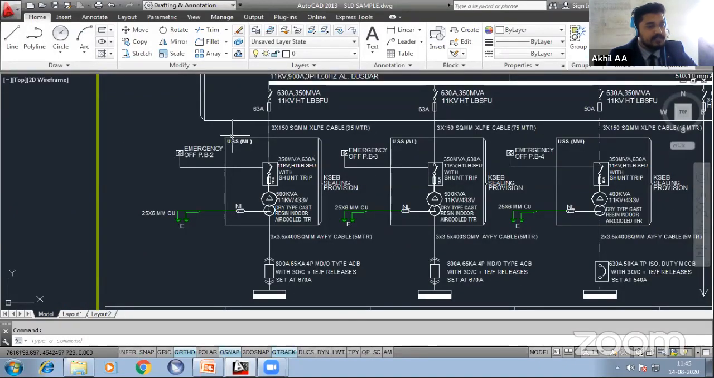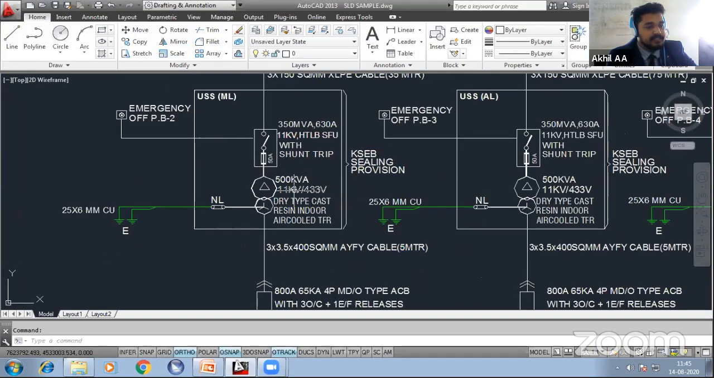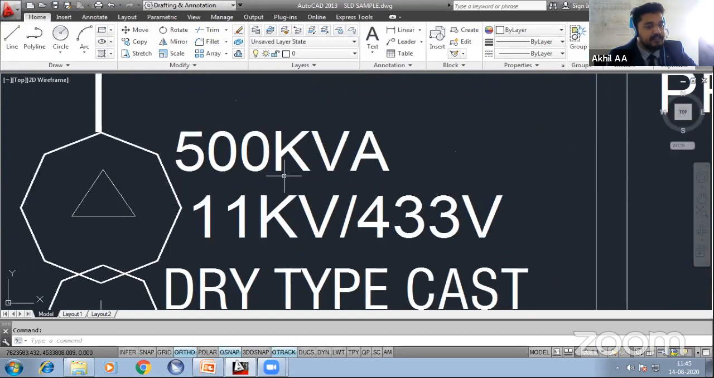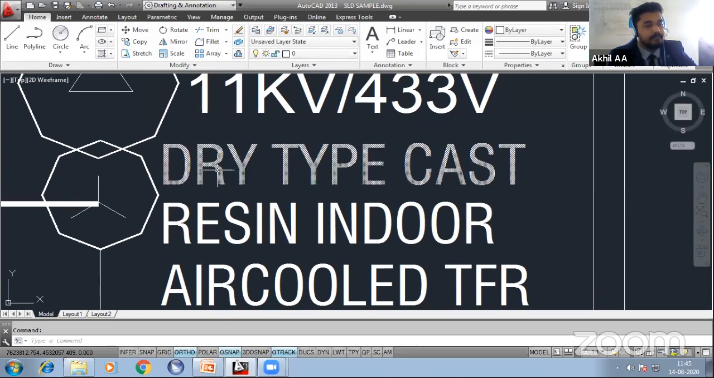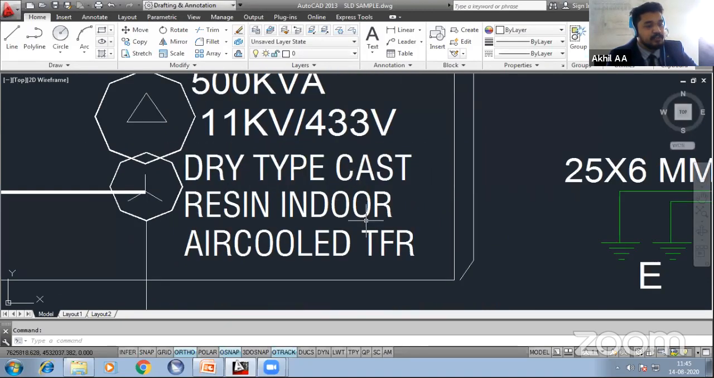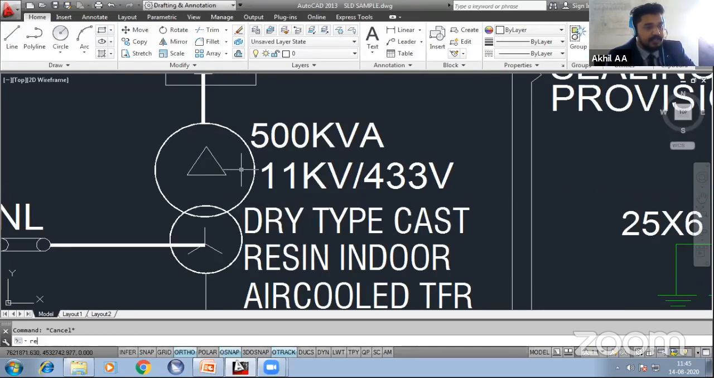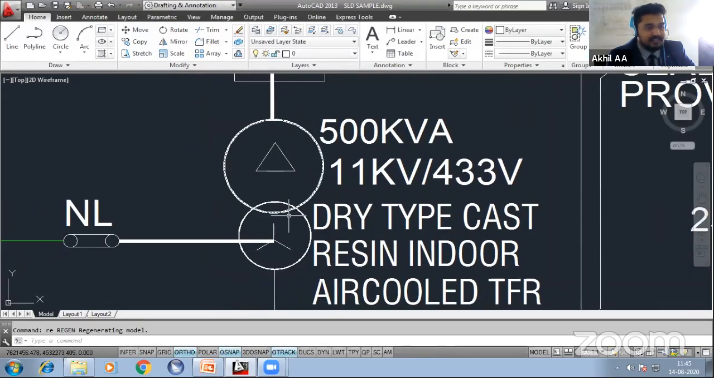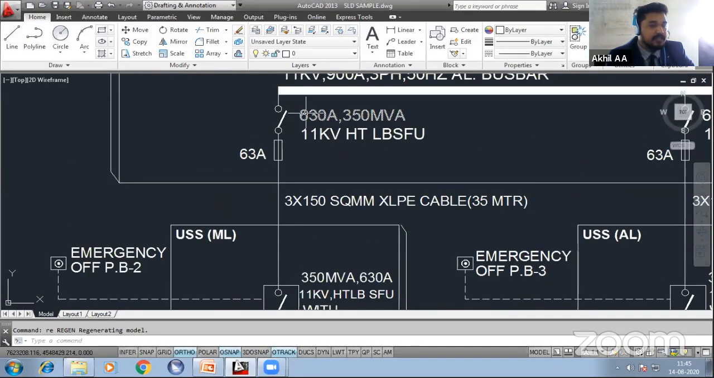This one is known as USS because unitized substation, which is indoor type. You can see the transformer representation as 500 kVA. The rating of transformer is given, the voltage ratio is given, and the type of transformer: dry type, cast resin, indoor, air cooled transformer. This is the representation you use for the transformers, according to our standards, delta star configuration and 11 kV. Again, in the USS also, you can see the same protection which we have used in the HT panel.